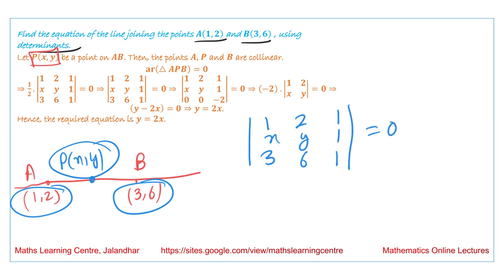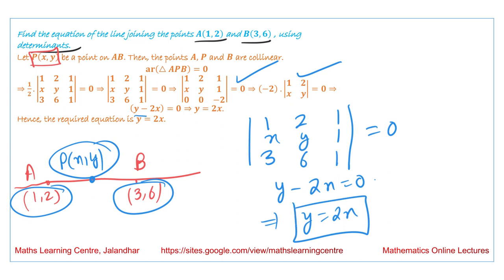When we solve this determinant, we obtain the result y minus 2x is equal to 0. So this implies y is equal to 2 times x. So this is the required equation of the line obtained by joining the points A and B. So this is how we can use the determinants.